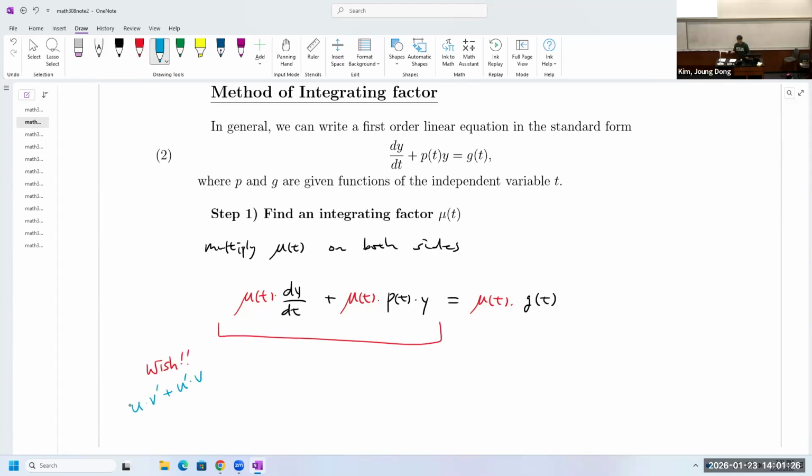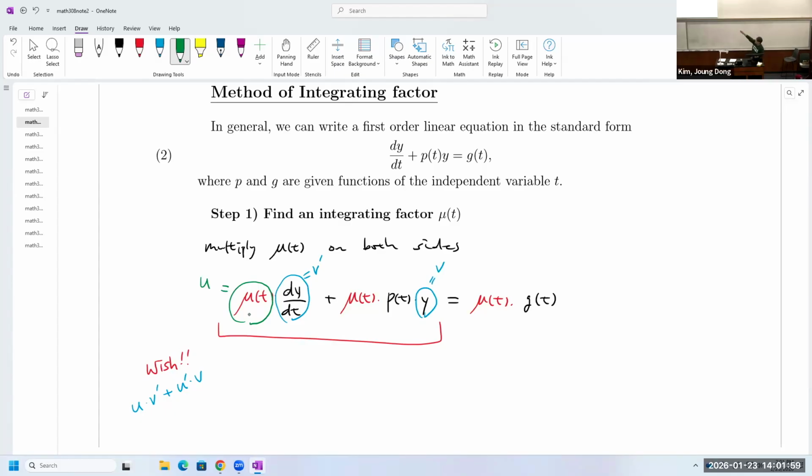Math is a matching game. Okay? Look at your left-hand side. We have two terms, right? And we would like to match them with u v prime plus u prime v form. Then look at the first one. If I assume my v is y, then this part is exactly v prime, and this is v. Am I doing right? Now let's assume mu(t) as u. Okay, are you okay so far?